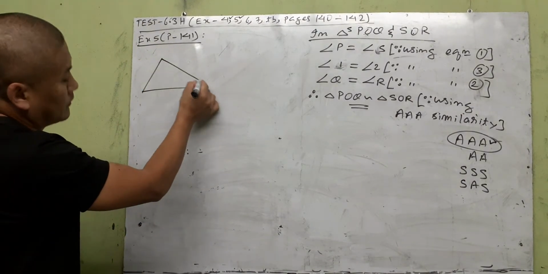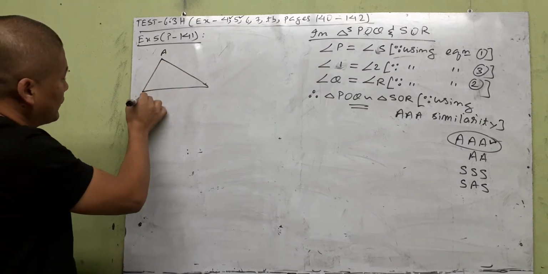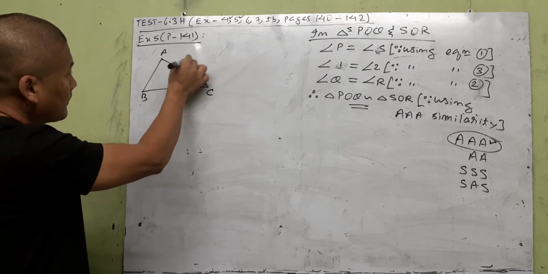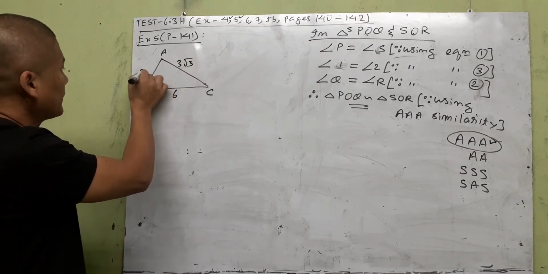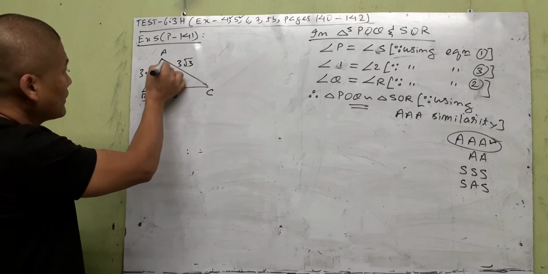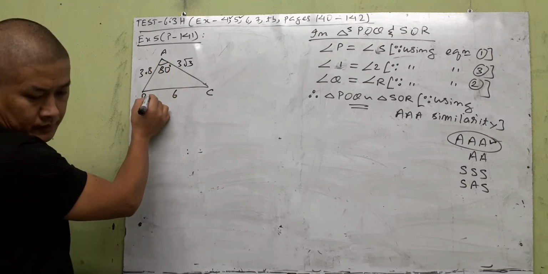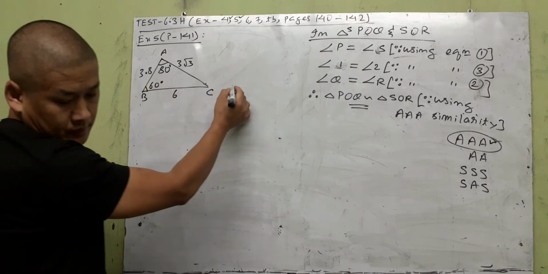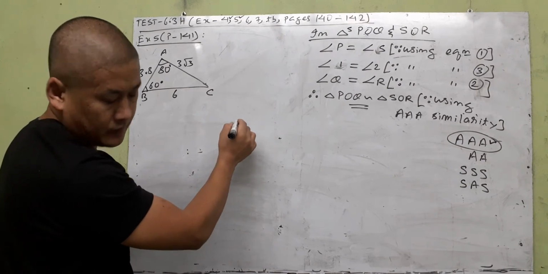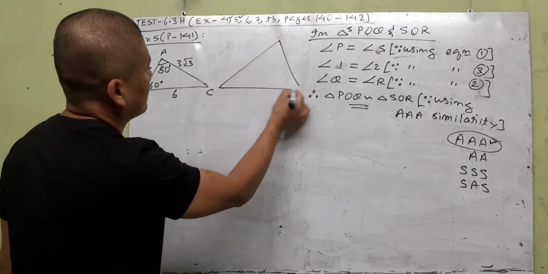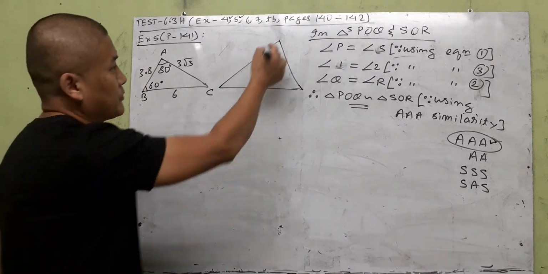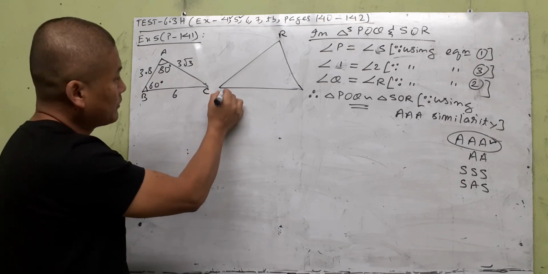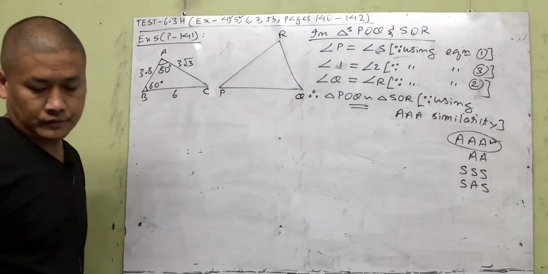One of them looks like this, with labeling of the triangle as ABC, values as 6 units, and here 3√3 units, and here 3.8 units. This angle A is given as 80 degrees, and this angle B is given as 60 degrees. And the other triangle looks a little bit bigger, slightly bigger maybe, but that's fine. It's just a representative diagram, not supposed to be accurate, so size doesn't really matter there. P and Q, right?